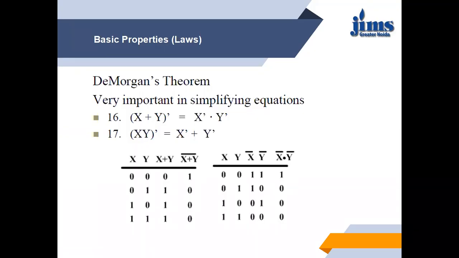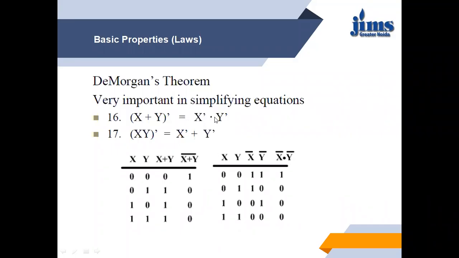So here is the proof of the first: (x or y) whole bar equals x bar and y bar. We have x, y, two inputs, so four combinations: 0 0, 0 1, 1 0, 1 1. First I find x or y, which is 0, 1, 1, 1. Then I complement x or y: 0 is replaced by 1 and 1s are replaced by zeros.